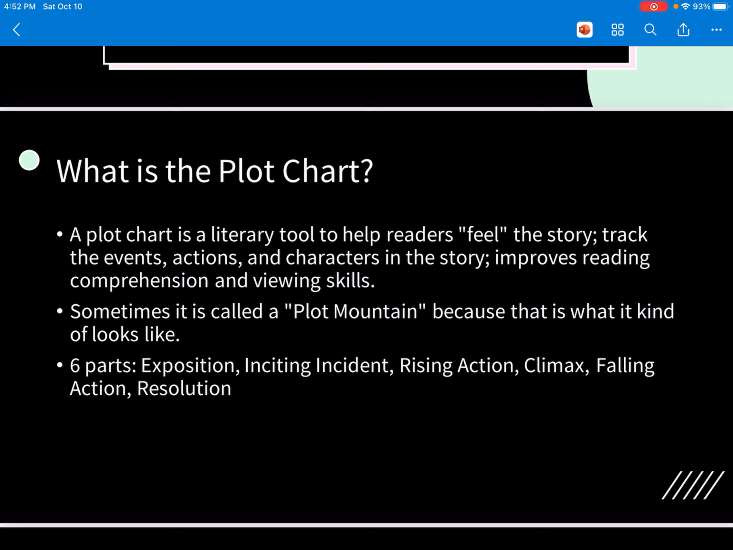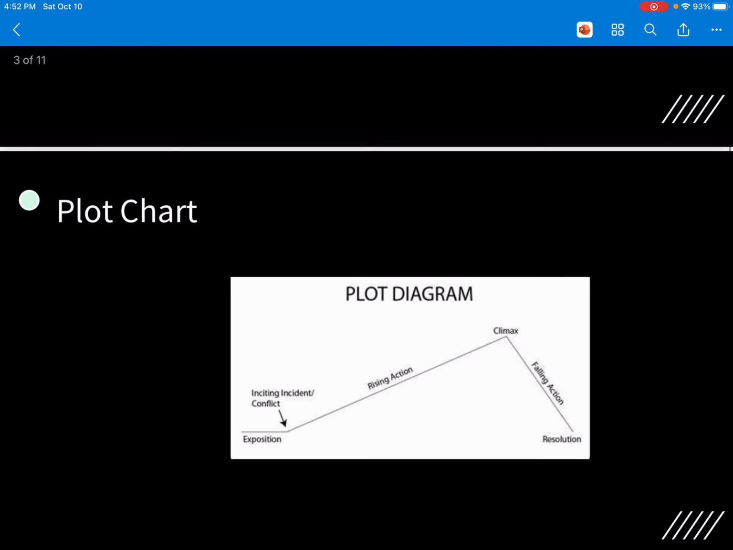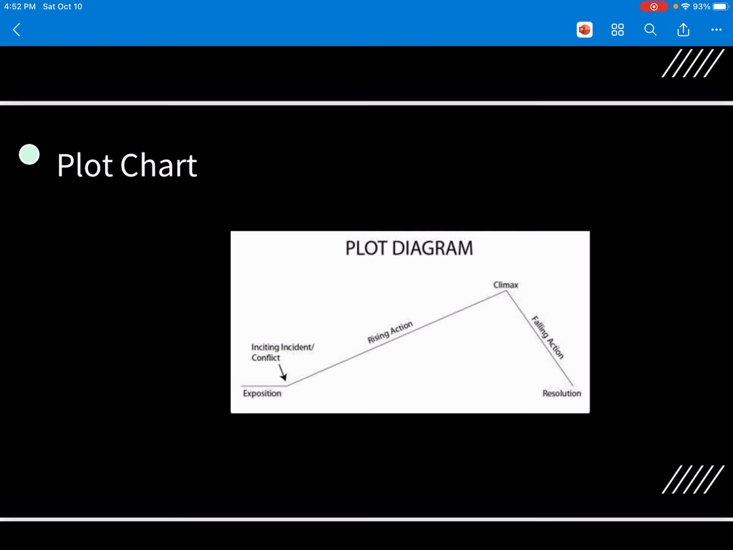There are 6 parts to it: the exposition, the inciting incident, the rising action, the climax, the falling action, and the resolution, aka the conclusion. This is a picture of the plot chart. So at the beginning is the exposition, and then the inciting incident, the conflict, then the rising action, and then at the top is the climax, and then the falling action, and then the resolution.